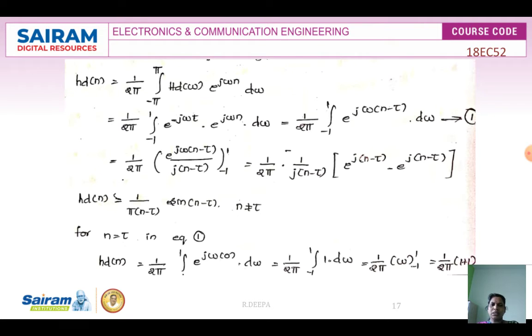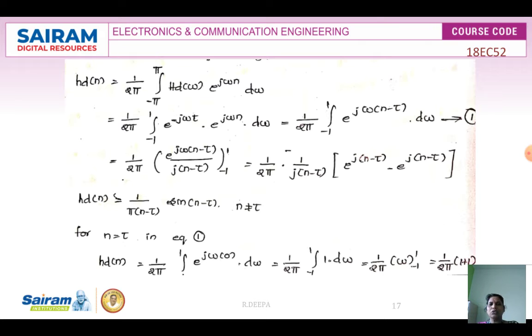Next, we can combine e power of minus j omega tau into e power of j omega n as e power of j omega into n minus tau d omega. Keep it as equation 1. Let us take the integral of this. The integral of e power of j theta is e power of j theta divided by j theta, with the limits minus 1 to 1. Simplifying by substituting the limits, we get Hd of n as 1 by pi into n minus tau into sine of n minus tau, for n not equal to tau.